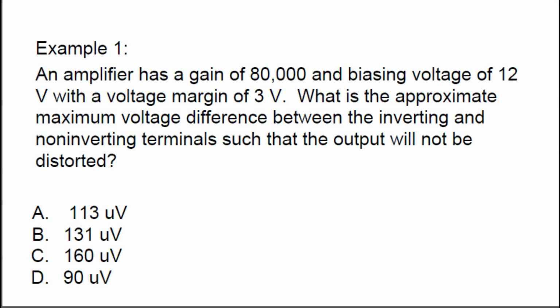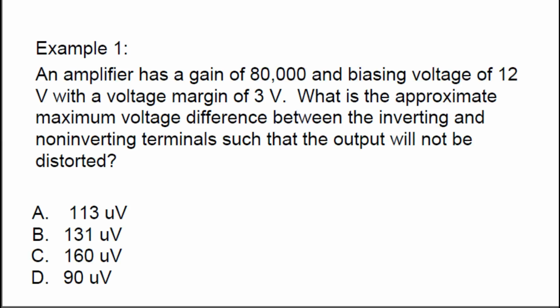On slide 7, we have an example. We've got an amplifier with a gain of 80,000 and a biasing voltage of 12 volts with a voltage margin of 3 volts. What is the approximate maximum voltage difference between the inverting and non-inverting terminals such that the output will not be distorted? Alright, so let's take a look at what we're given.